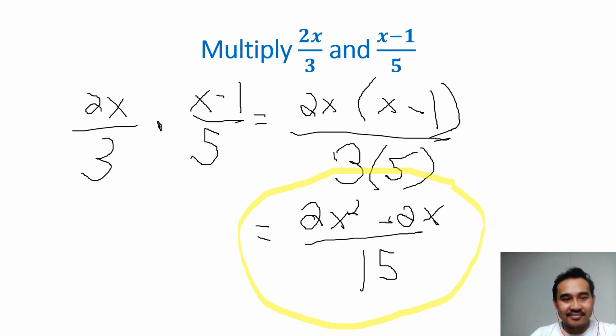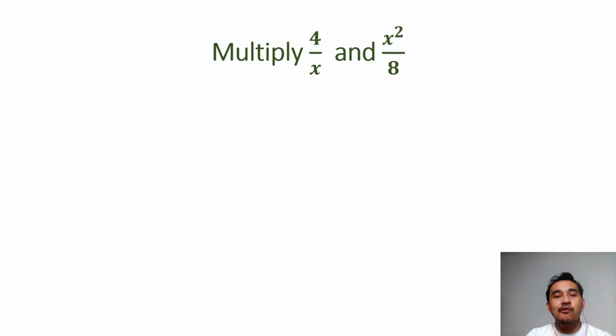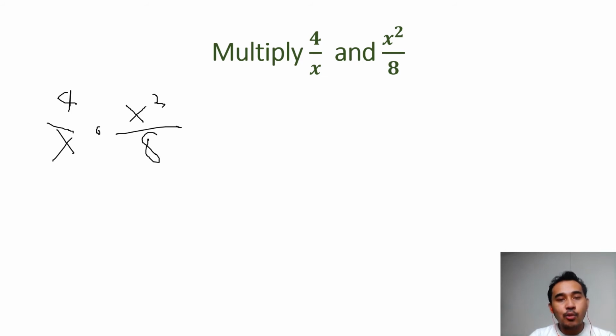Let's have another example. Multiply 4 over x and x squared over 8. So, let me have a pen again. You have 4 over x times x squared over 8. When you analyze the problem, on the structure, you have 4 multiplied by x squared in the numerator, and in the denominator you have x times 8.